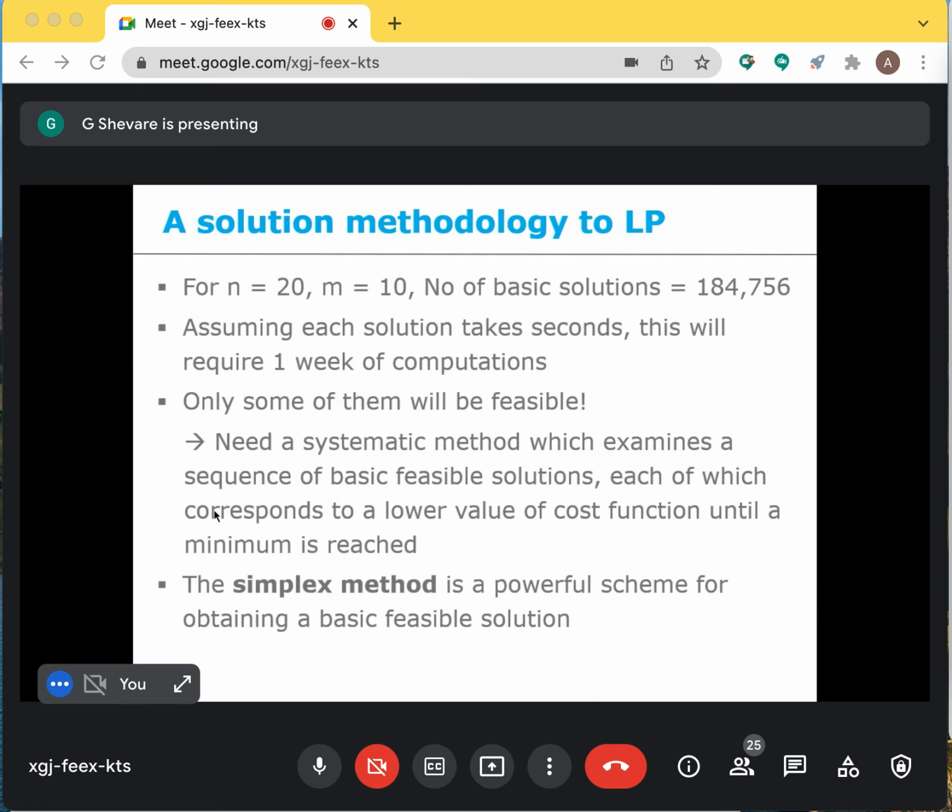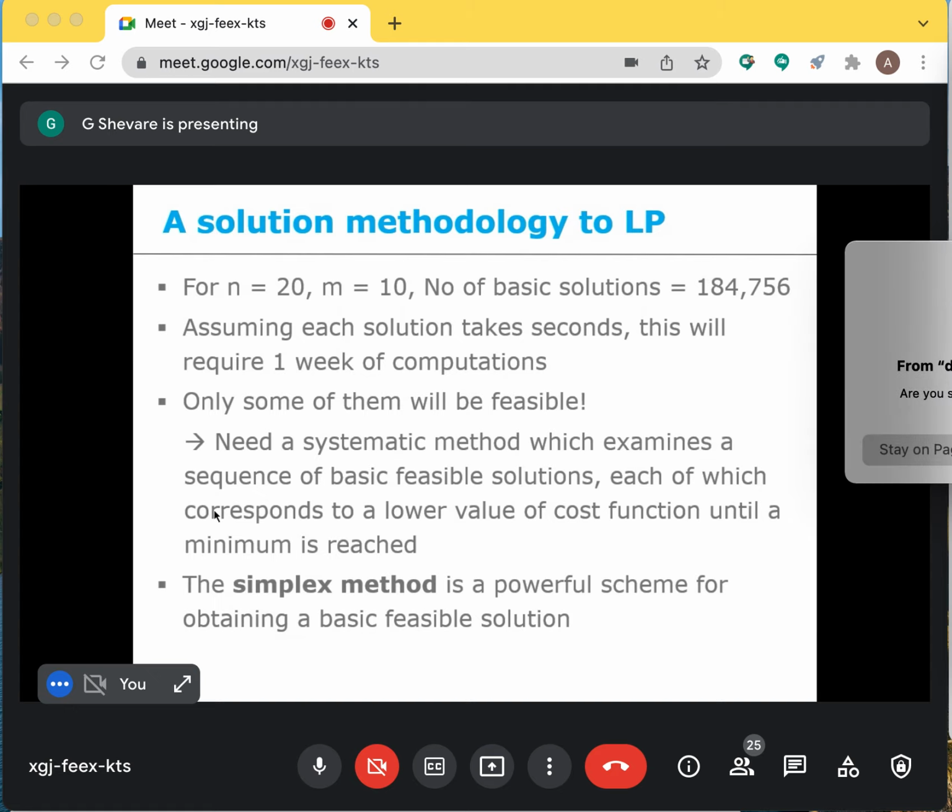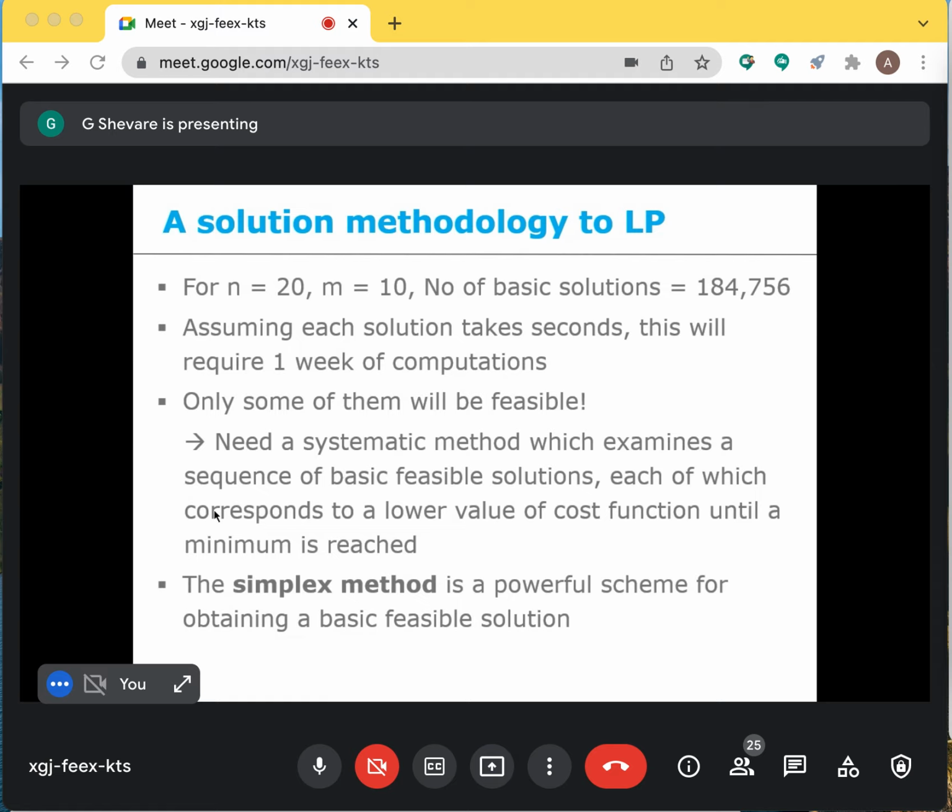Supposing that we are looking at a problem where there are 20 design variables and M equality constraints, the number of solutions that we are required to produce is close to 1,84,000. It's a huge number. So if you are solving a design problem, the number of designs that we are looking at is 1,84,000. Imagine what it means. It's a very large number of designs that we are looking at.